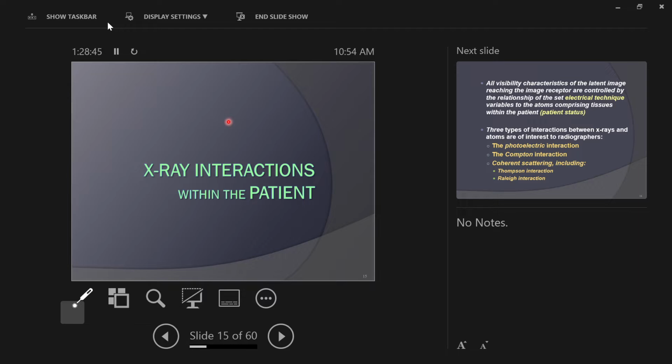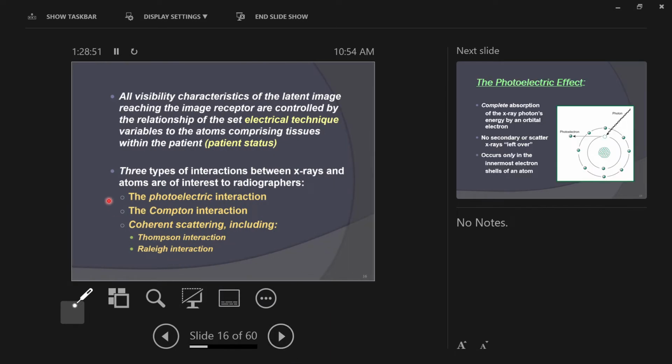X-ray interactions within the patient. There are three to get down, okay? There is the photoelectric interaction, Compton scatter, and coherent scatter. We're going to look at all three of these.